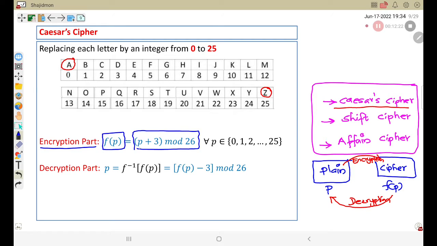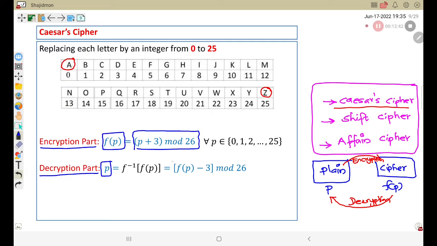P means the plain text number plus 3, mod 26. Mod 26 means we are considering the 26 English alphabet letters. So P means plain text number, add 3, mod 26. Now the decryption part: decryption means we are finding P, the plain text.